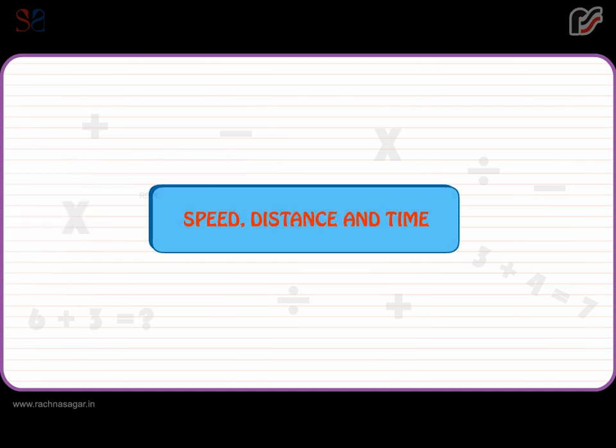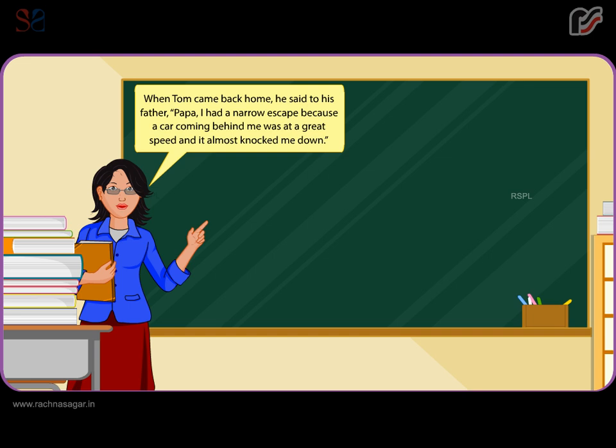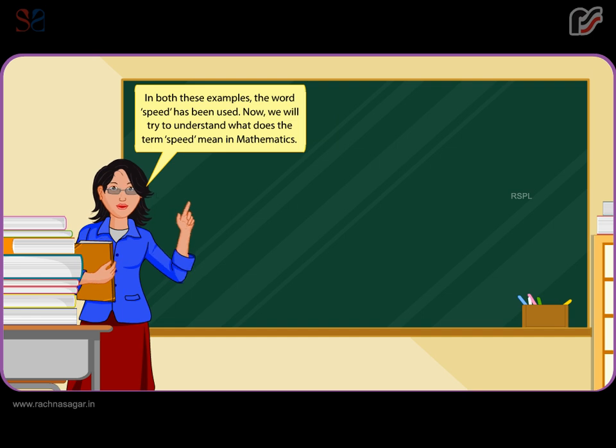Speed, Distance and Time. Suppose Shubham reached school late because the driver was driving the bus at a very low speed. When Tom came back home, he said to his father, "Papa, I had a narrow escape because a car coming behind me was at a great speed and it almost knocked me down." In both these examples, the word speed has been used.